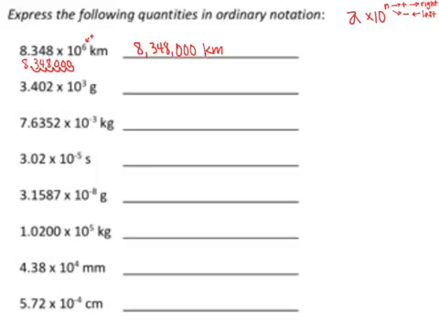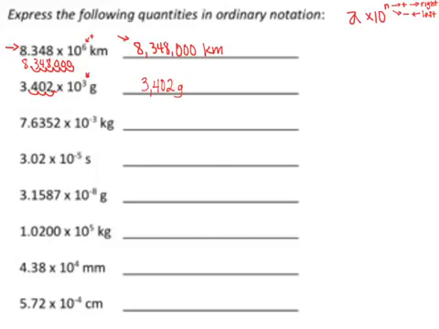Okay, next one. And remember, we have to keep the same number of significant figures. Okay, here in my scientific notation I have 4 sig figs. Here in my ordinary notation it's still 4 sig figs. Okay, so we do not need a decimal point at the very end. Next one, it's positive, so I'm going to be moving my decimal point over to the right 3 times. 1, 2, 3. So my number turns into 3,402 grams.